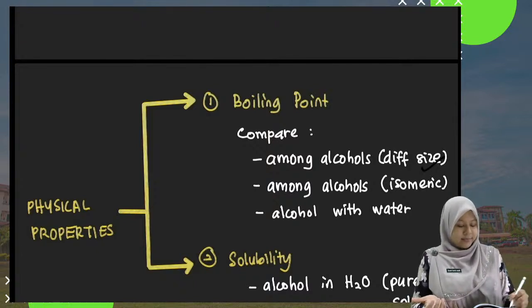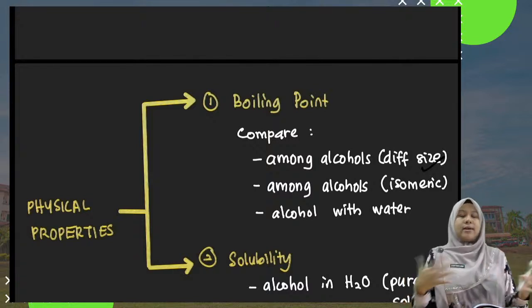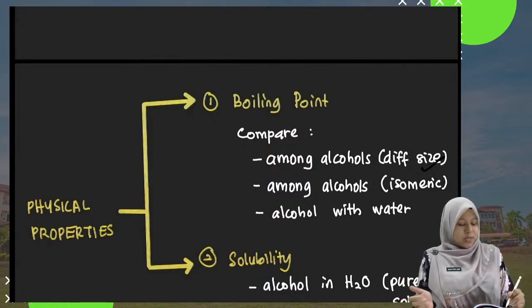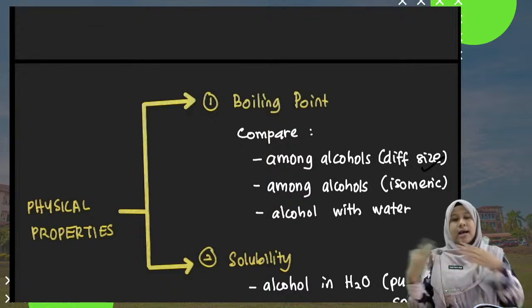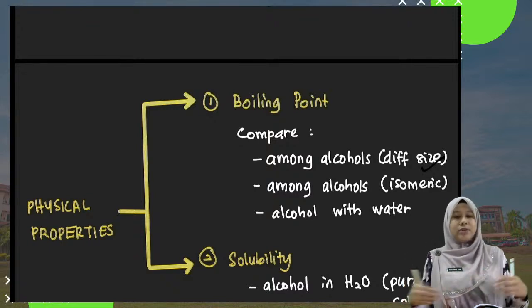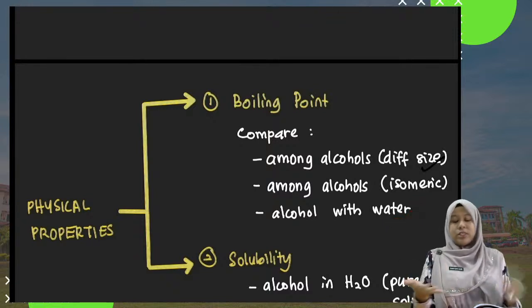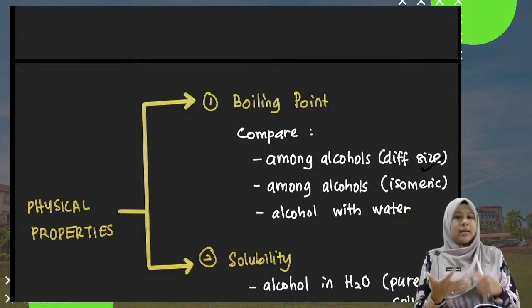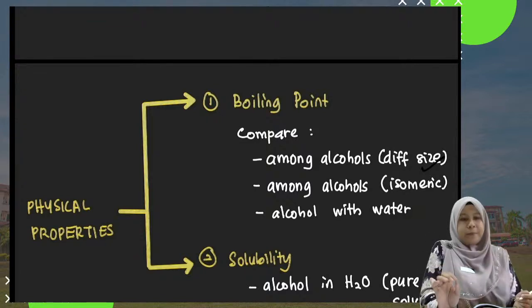Okay, for 2 carbon and 3 carbon, they are different in boiling point. So among isomeric alcohols, which have different structures: straight chain, branched, and also cyclic structure. These 3 types of structure will have different boiling points, and also we have to compare the alcohol with water and with other compounds, which are alkene, alkane, haloalkane. Okay, this is for boiling point.